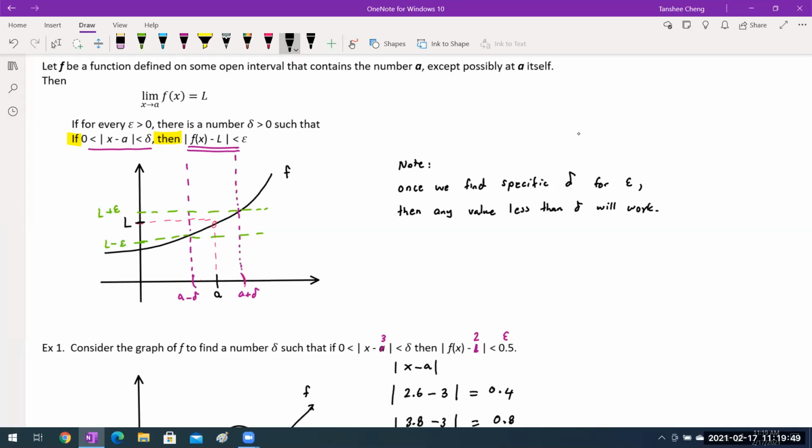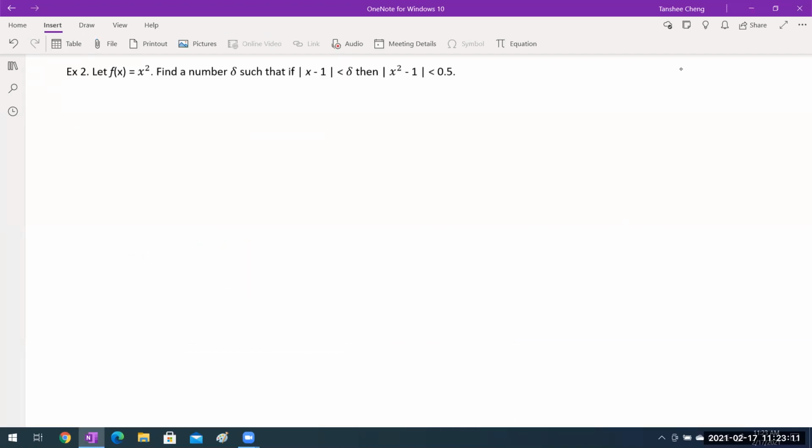All right. So let's take a look at the next example, example number 2, that doesn't show you graphically anymore. So example 2. Let f of x be equal to x squared, and find the number delta such that if the absolute value of x minus 1 is less than delta, then the absolute value of x squared minus 1 is less than 0.5.